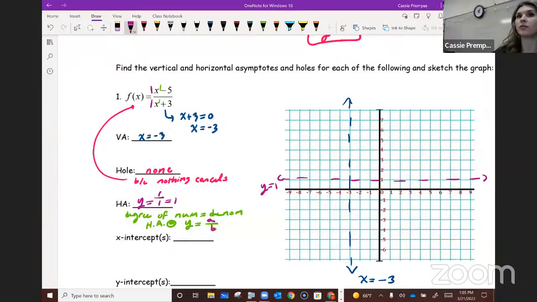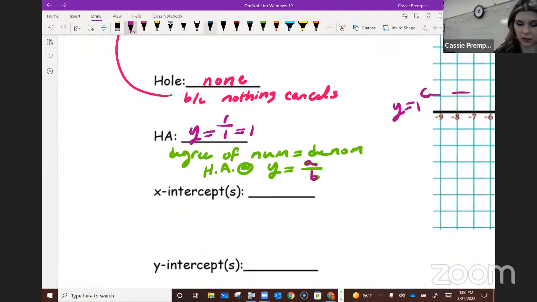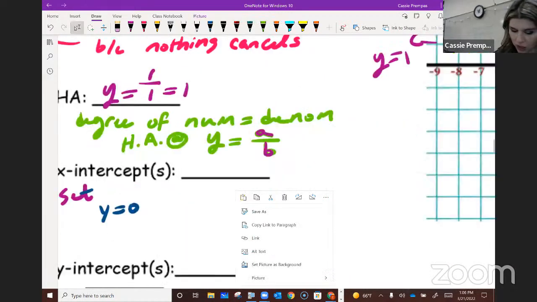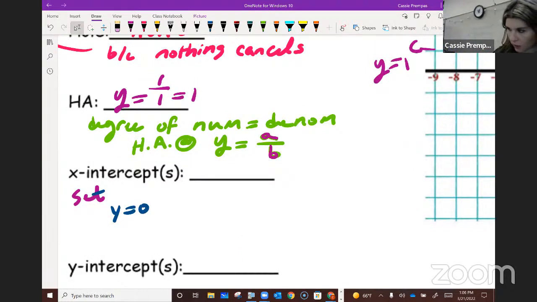For all graphs, you need to know how to find the x and the y intercepts. X-intercept, how do you find it? What do you set equal to 0? Good, set y equal to 0. So if I'm looking at my equation, you do have to recognize that this is the same thing as saying y equals x minus 5 over x plus 3. So I'll go ahead and recopy that equation right here. y equals x minus 5 over x plus 3.